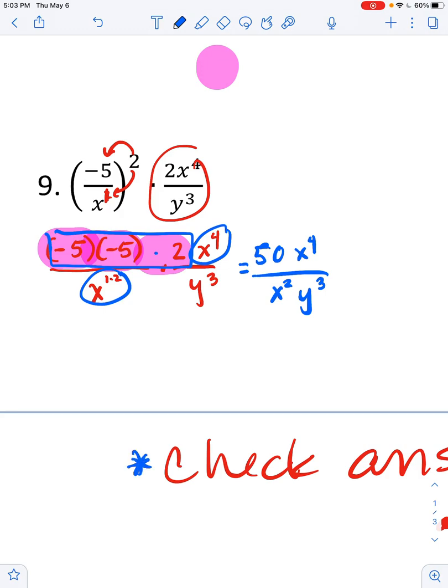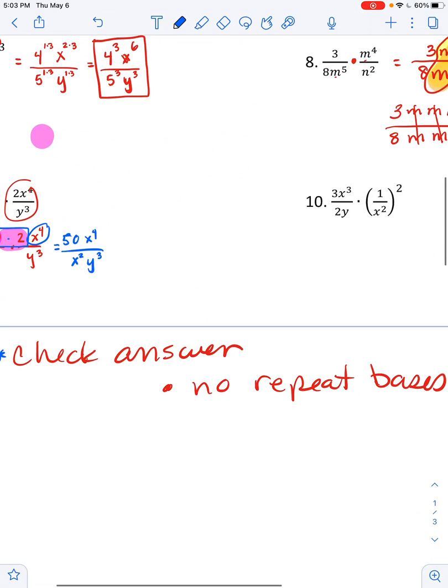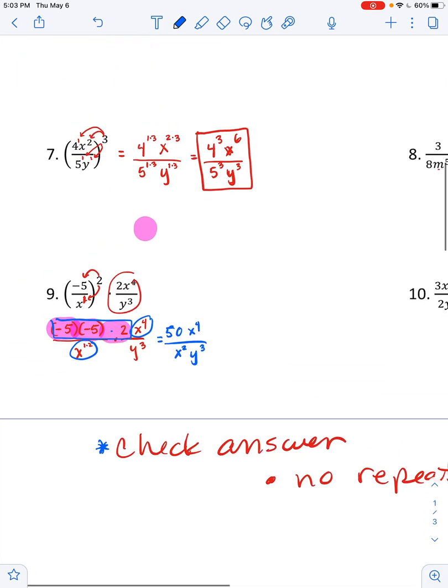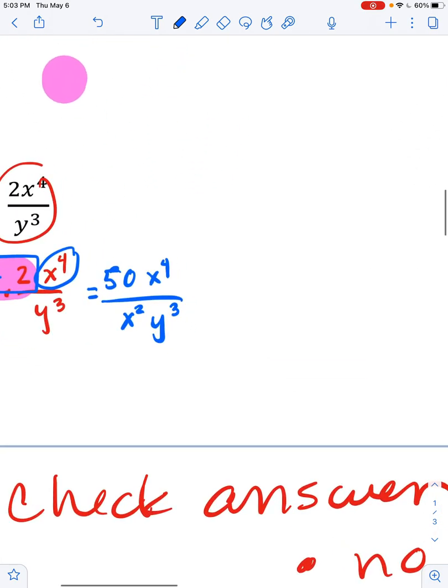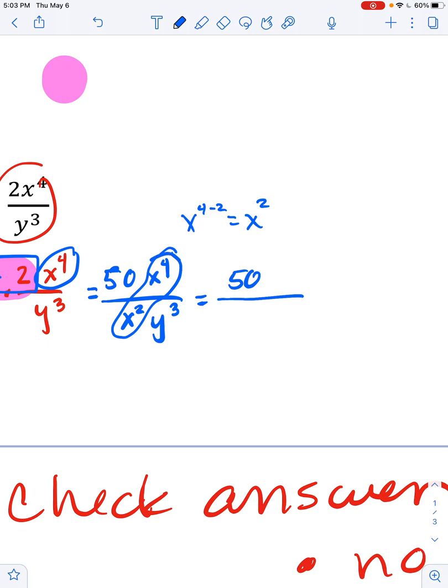So I wouldn't be done because if I check my answer, I do have repeat bases. I have x in 2 different places. So I look at that and I say, okay, 4 on the top and 2 on the bottom. Between 4 and 2 is a difference of 2. And because I had more to start with on top, those extra 2 x's end up on the top. The y cubed just stays at the bottom doing nothing because there were no other y's for it to interact with, cancel, add with, nothing.